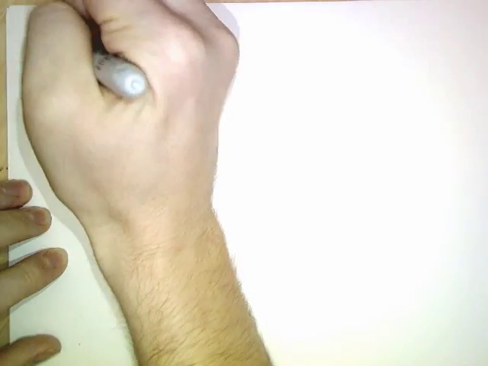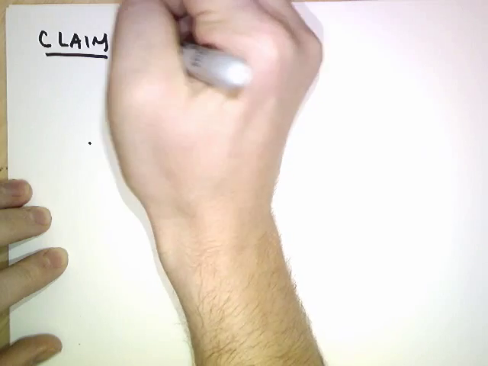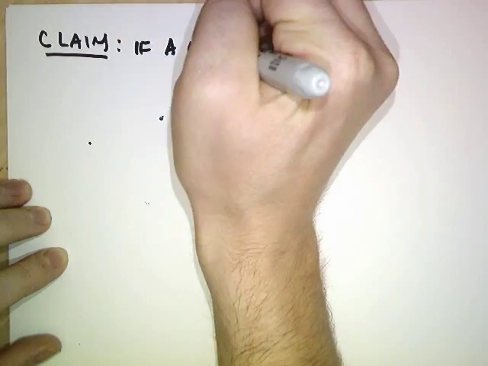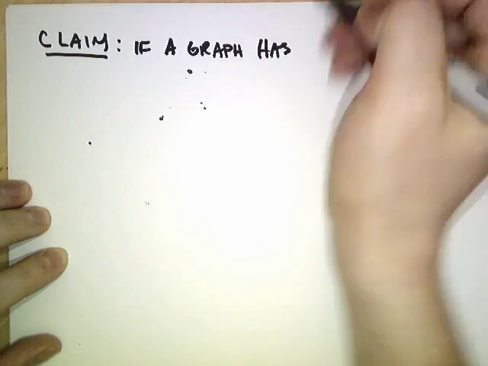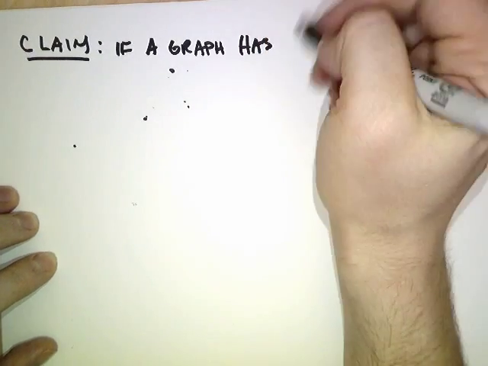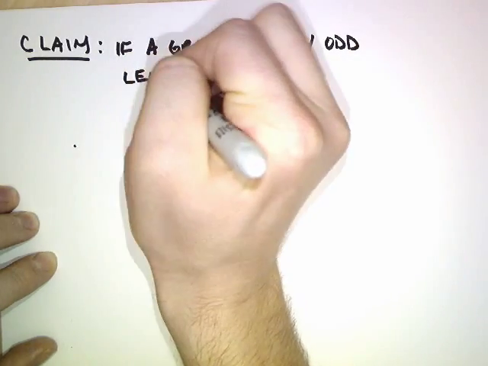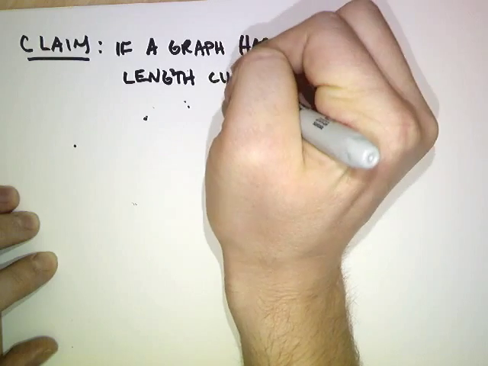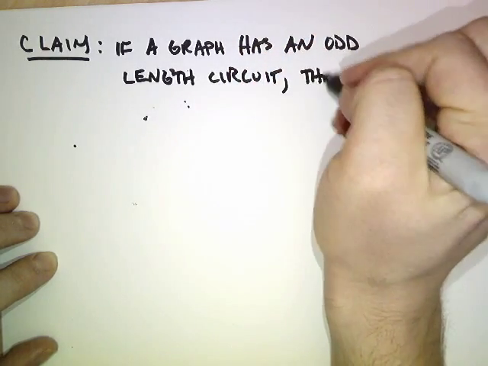Okay, let's try and actually prove something. The claim is, if a graph has an odd length circuit, then it has an odd length cycle.